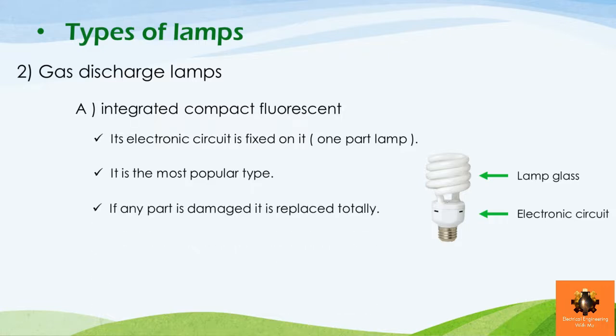But the disadvantage of this lamp is that if any part of the lamp is damaged, it will be replaced totally. This is because it's one fixed part, so if the glass is broken, its electronic circuit will not be useful. And if the electronic circuit is burned out, we cannot use the glass because the two parts are attached to each other permanently. And this advantage of paying one fixed part makes its cost less, so its cost is not high due to paying one part only. Alright.